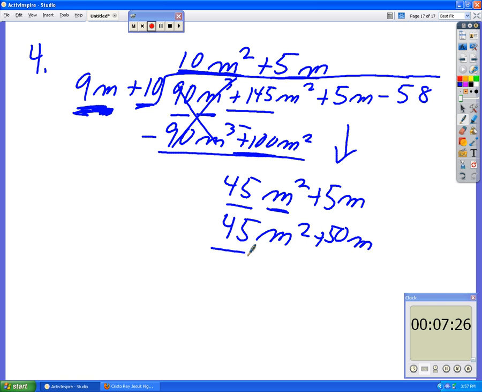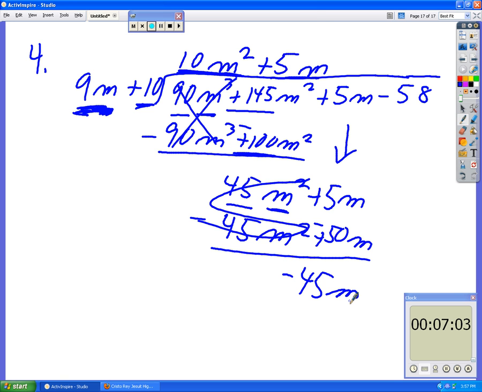Draw my line, change my signs. The 45m squares cancel. And I have 5m minus 50m. Signs are different. Subtract the numbers. That gives me 45. Keep the sign of the bigger number. That's a negative. And I have to keep the m. And now I bring down the negative 58.